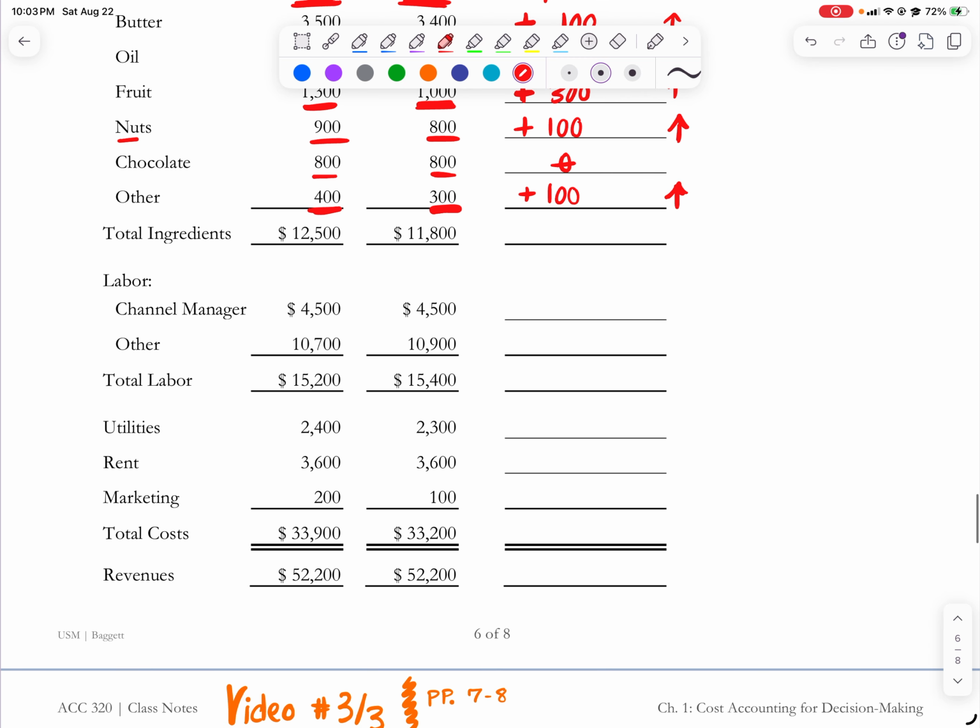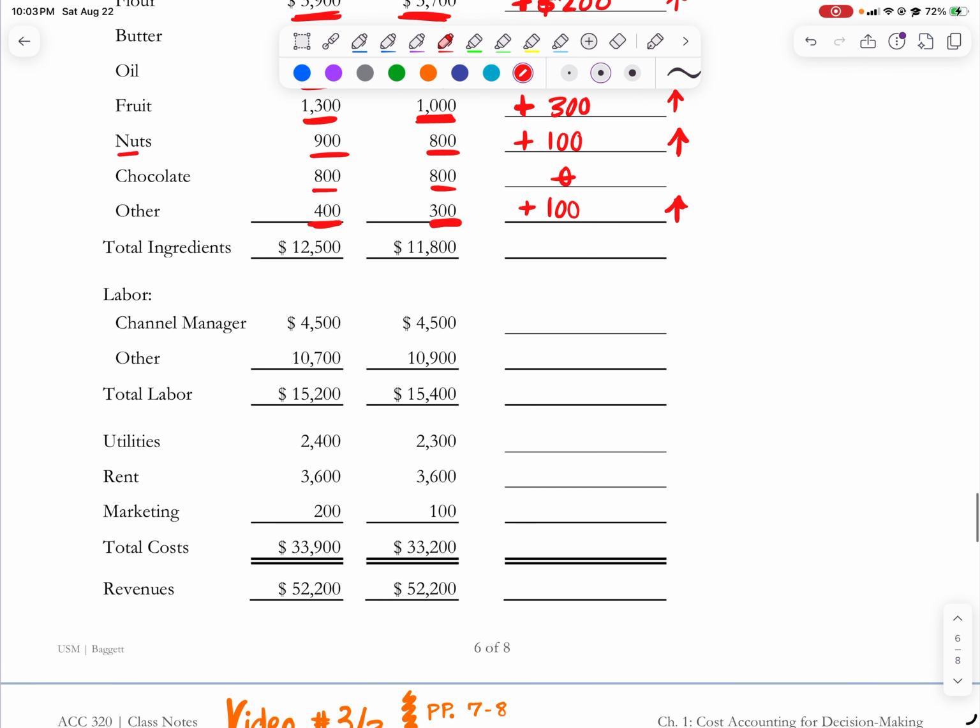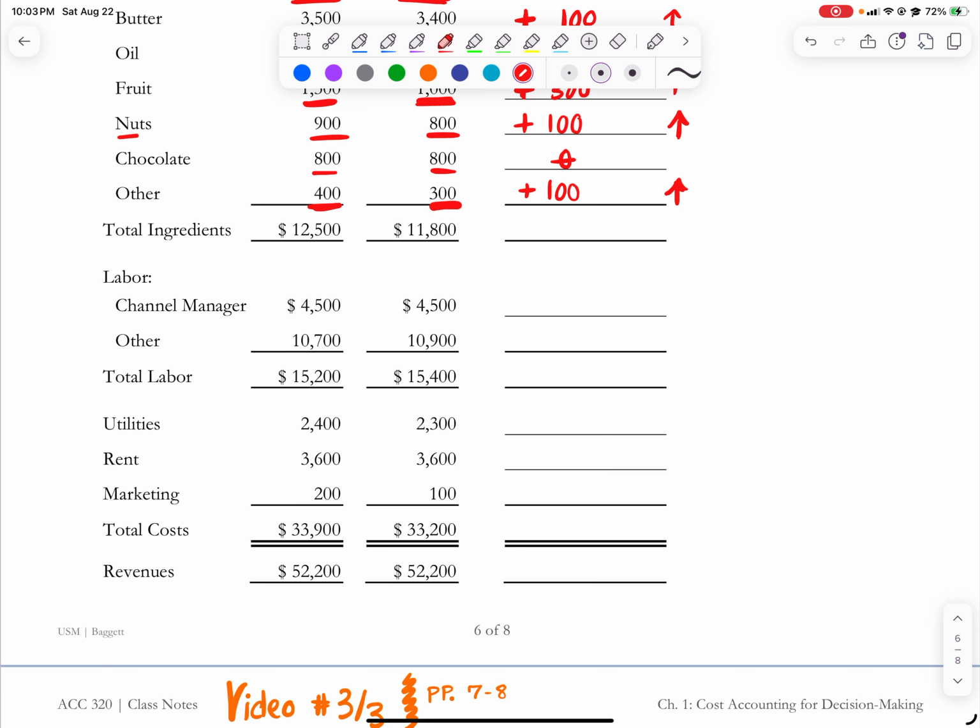Come back to that blank there in a minute. For labor, for the channel manager, thought I'd spend $4,500, ended up actually spending $4,500, so no change there. For other, thought I would spend $10,900, ended up spending less than that. So those costs were lower than expected by $200. 0 minus 200 is negative 200.